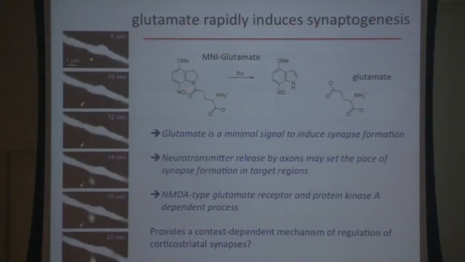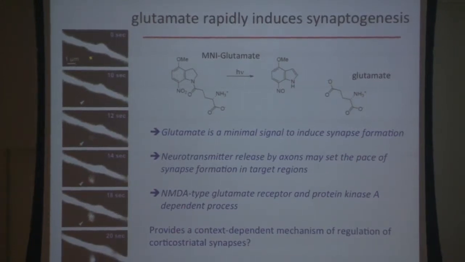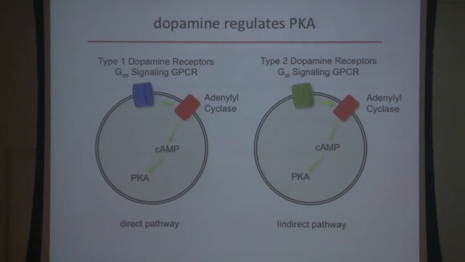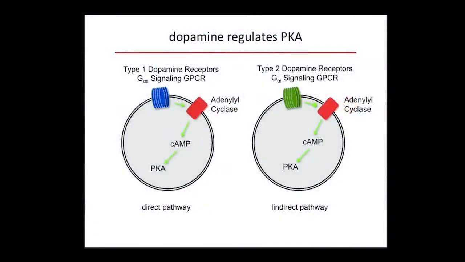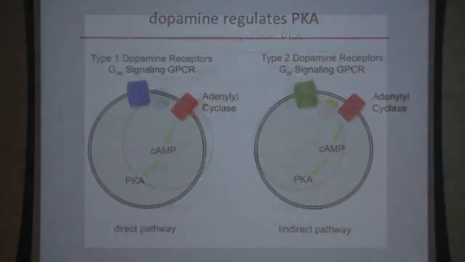Remember that I told you before that this process of glutamate-induced synapse formation is dependent on protein kinase A. And as I just alluded to, some of the most important targets of dopamine within the striatum are actually regulators of PKA. For example, the direct pathway neurons are recognized molecularly by their expression of type 1 dopamine receptors, which are positively coupled to adenylyl cyclase and to the production of PKA. In contrast, the indirect pathway neurons are characterized by the expression of type 2 dopamine receptors, which are negatively coupled to adenylyl cyclase and therefore would downregulate PKA.